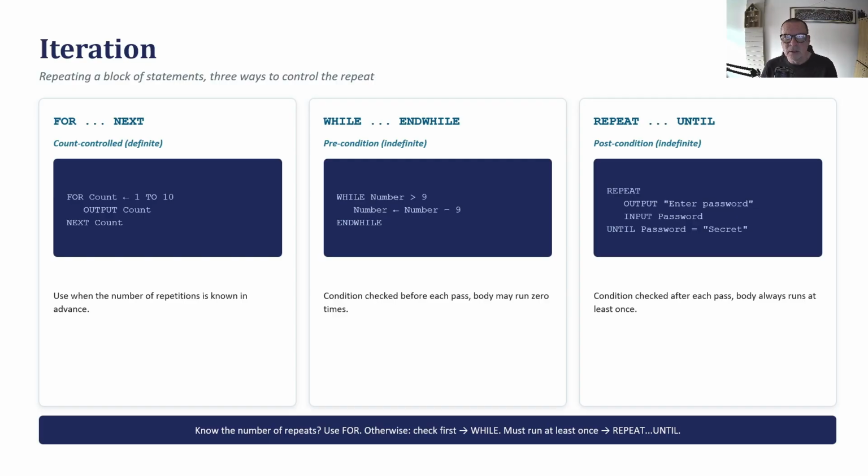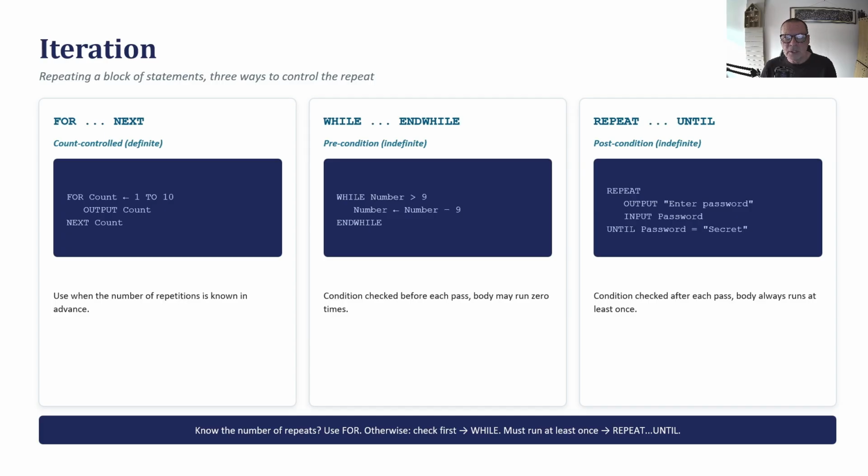On the repeat until, it's called a post condition because we check the condition at the end. So in this case, we're asking for a password and checking the password, and it does the check at the end of the loop rather than the beginning. That means that the body will always run at least once.